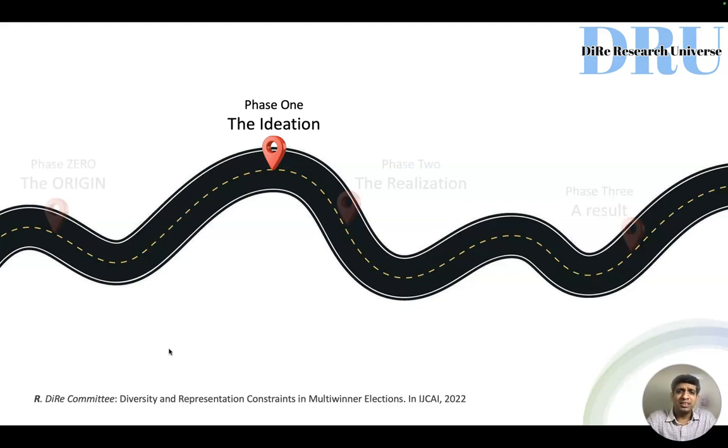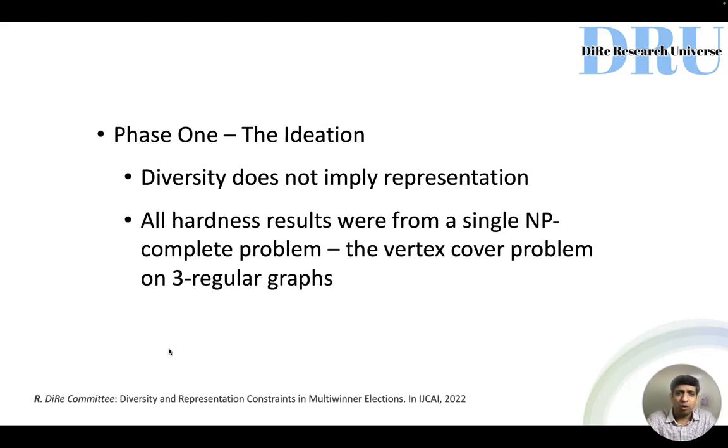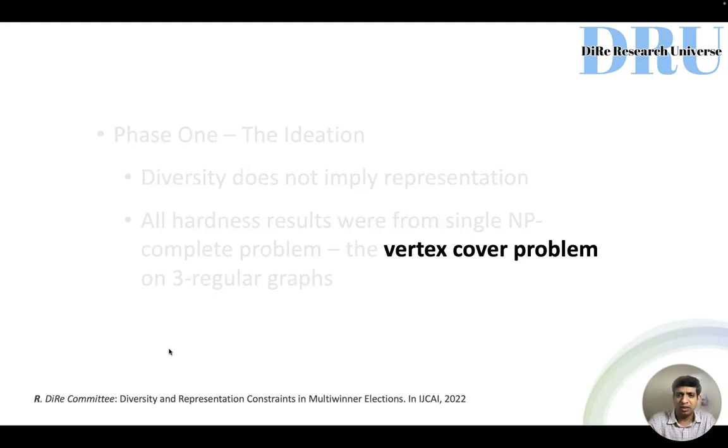The aims during the ideation phase were relatively simple. First was to understand the difference between diversity and representation, and second was to understand the computational complexity of the model by getting hardness results from a single NP-complete problem, namely the vertex cover problem on three regular graphs. So the two aims were understanding the difference between diversity and representation, and using the vertex cover problem.